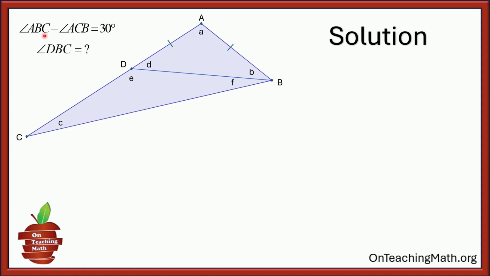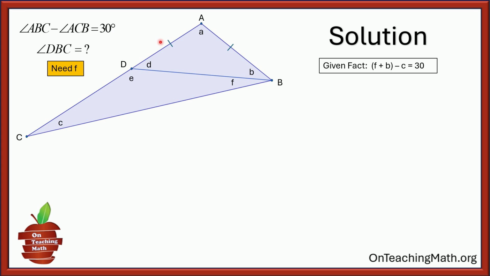So here's what we've got. We've got to find DBC. DBC would be the angle that's marked F, and the fact that we're given is that ABC, which is F plus B, this one, right? So these 2 added together, with this subtracted, right? So F plus B minus C is equal to 30 degrees. That's what we're given right here.